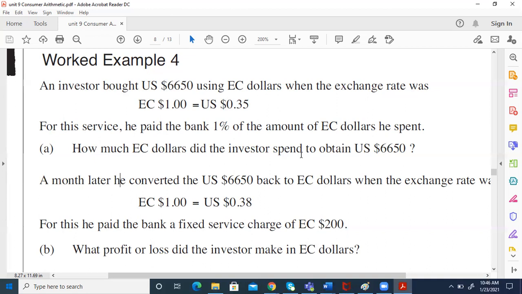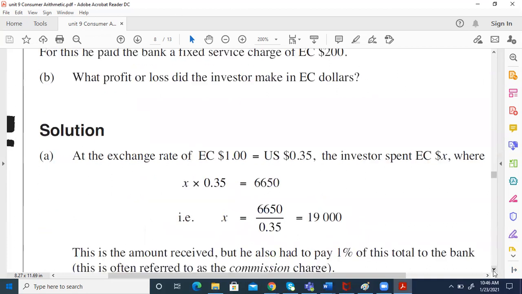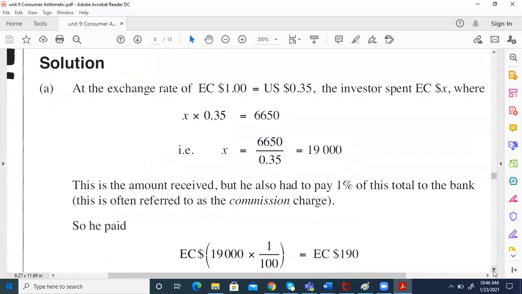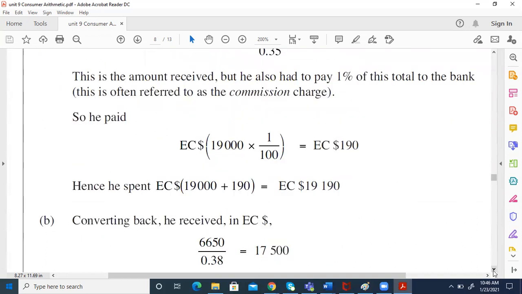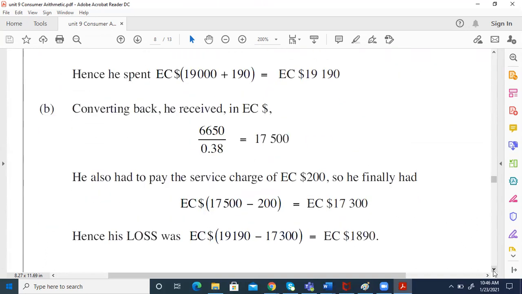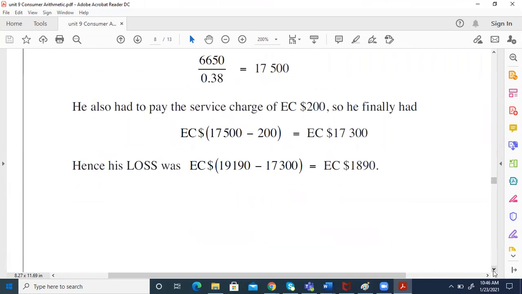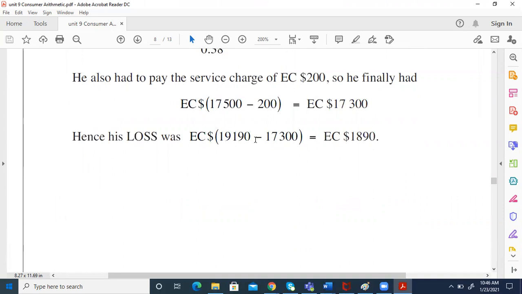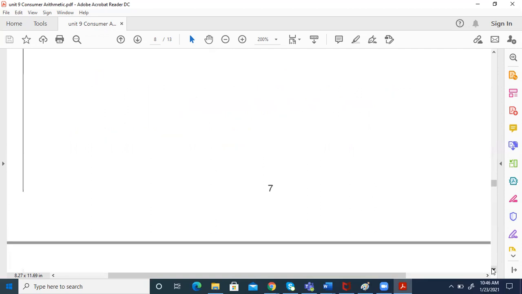So we can look at the solutions here and then go down. We see the 19,190 at the top. Then when I convert back the 17,500, we pay the $200 fee and I get 17,300. And then the loss is the difference between what I spent and what I received, which is just 1,890.